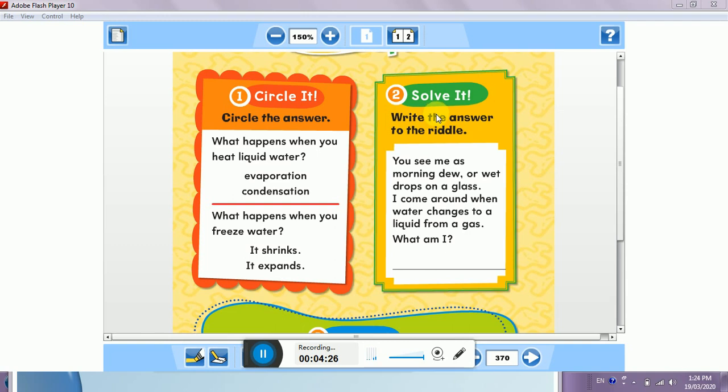Now write the answer to the riddle. You see me as morning dew or wet drops on a glass. I come around when water changes to a liquid from a gas. So this change is from a gas to a liquid. Is it evaporation or condensation here? You have to write evaporation or condensation. The change from gas to liquid. It needs to take away heat. It's condensation. Excellent. Condensation.